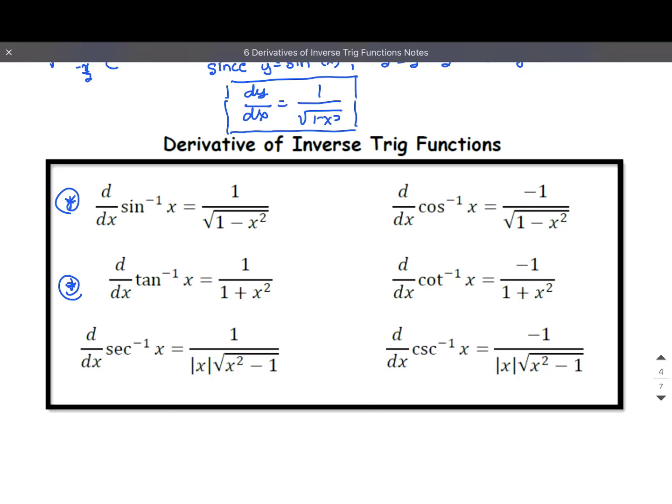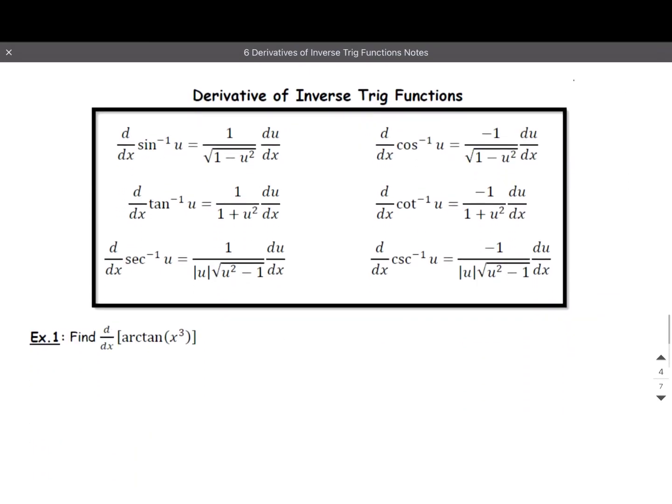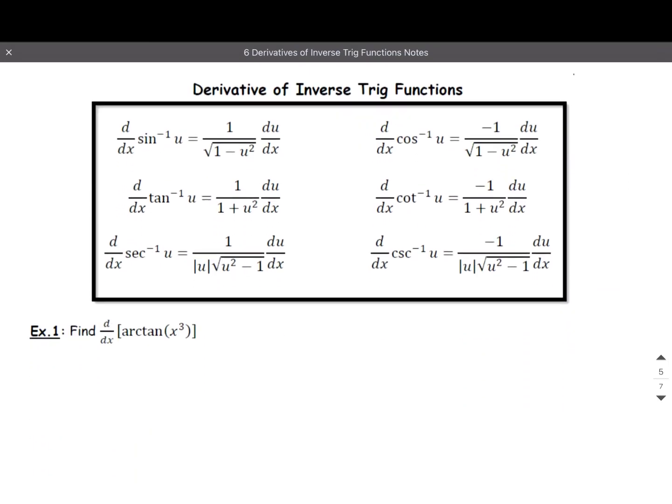Now you'll notice when you turn the page, aha, this looks almost the same, except my x is turned to u's, and then there's this little extra du/dx on all of these rules. This du/dx on all of them is simply a reminder to use the chain rule.